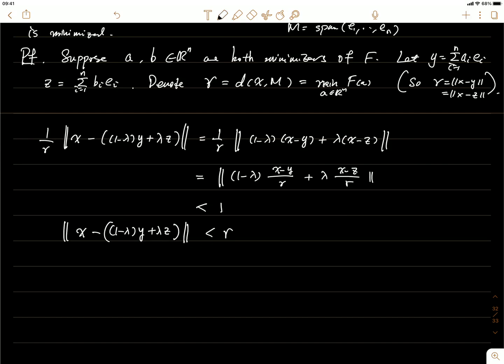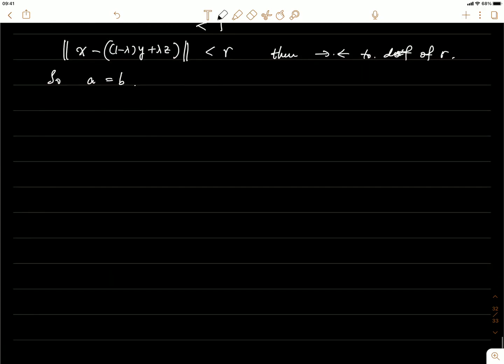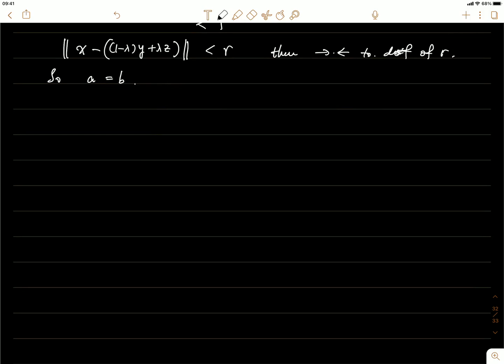So if these two are both minimizers of f but different, then you can see that if you want to prove this by contradiction, this is a contradiction to the definition of r. And we claim that A and B must be equal. So A must be equal to B, and that means the minimizer must be unique.